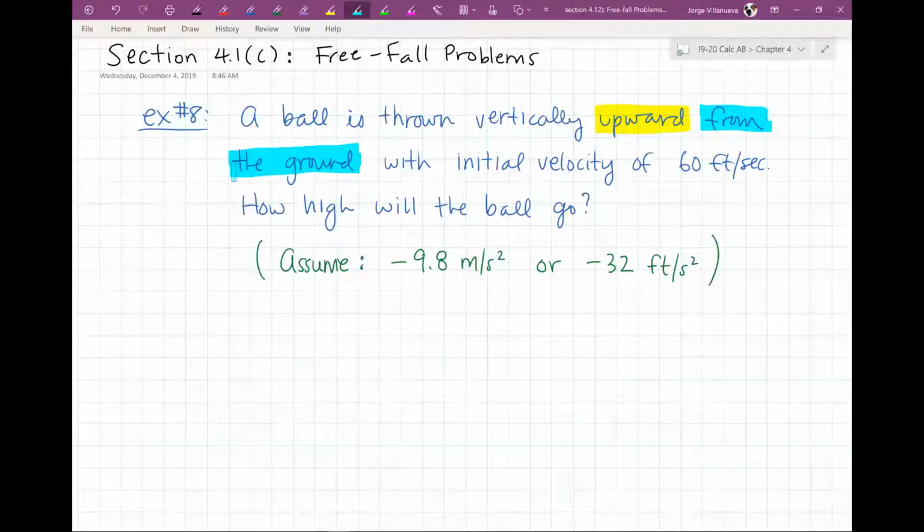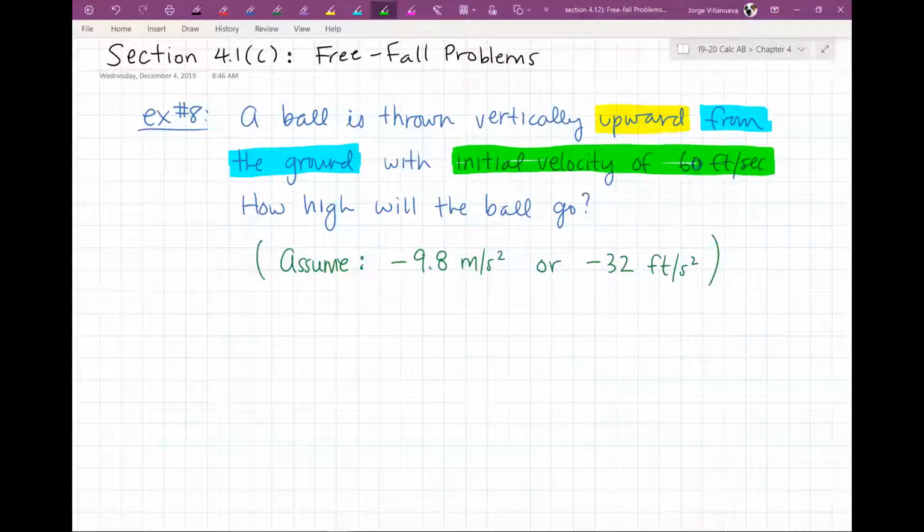They say the initial velocity of 60 feet per second. So V sub 0 or V naught, whatever you want to call it, depends on what they taught you. But your initial velocity is 60 feet per second, right? And then they ask us how high will the ball go?